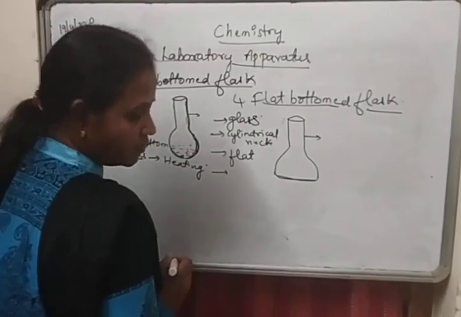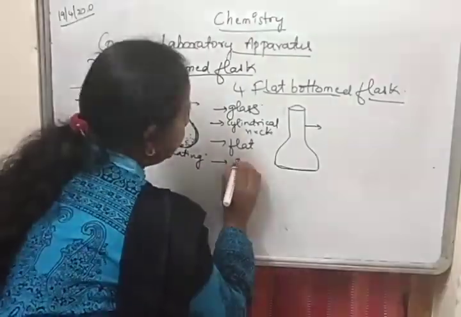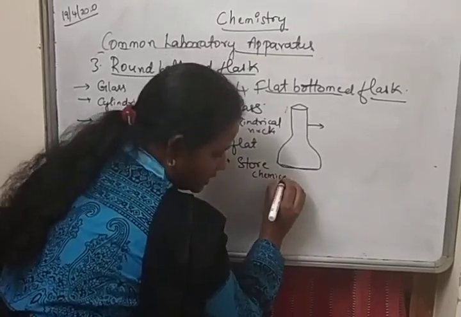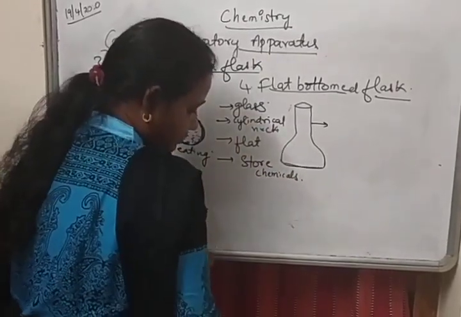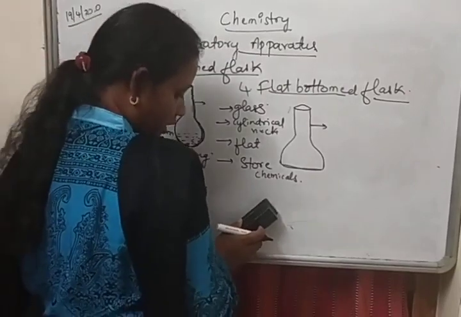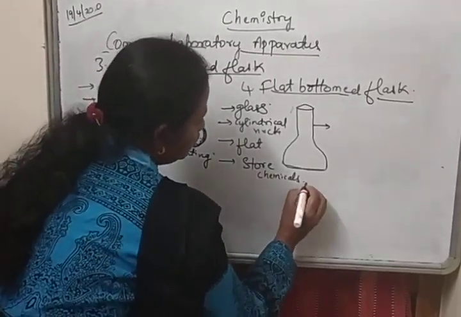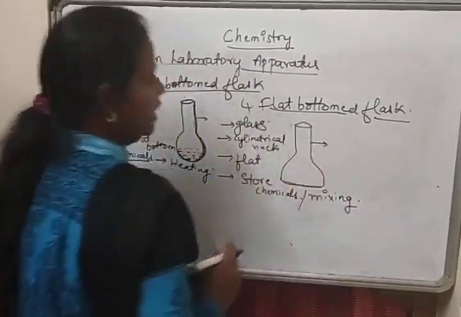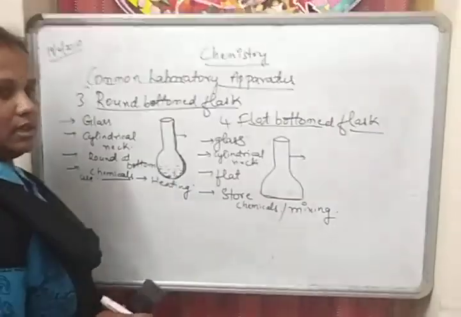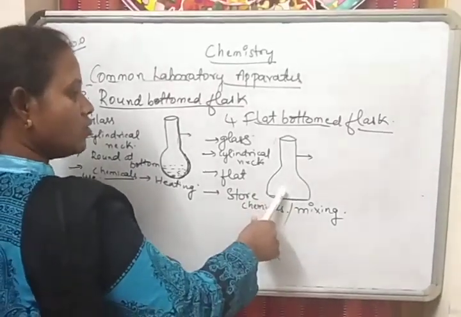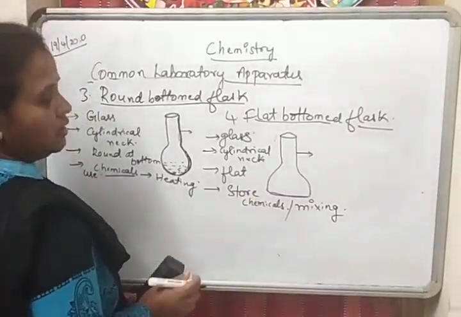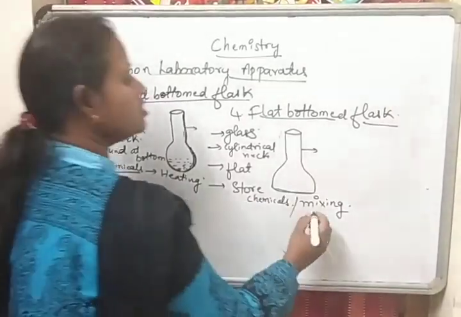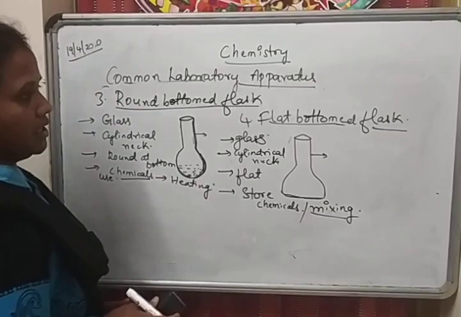What is the use of this flat bottom flask? It is used for storing the chemicals. Not only that, it is used for mixing the chemicals. All the chemicals can be stored in the flat bottom flask, or during the experiment this flask can be used for mixing the chemicals.